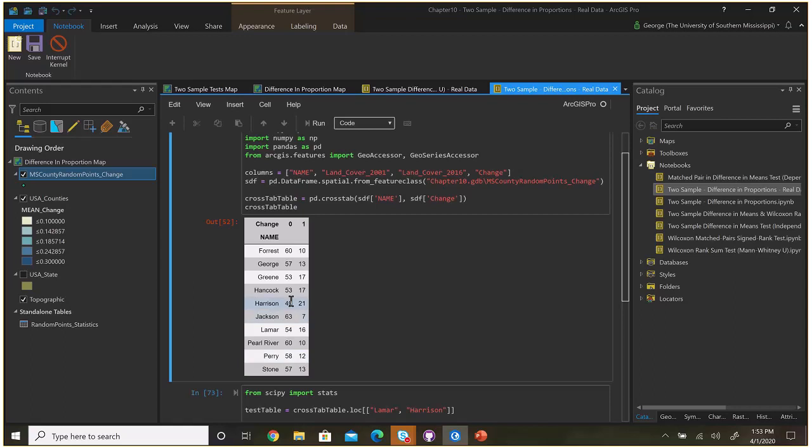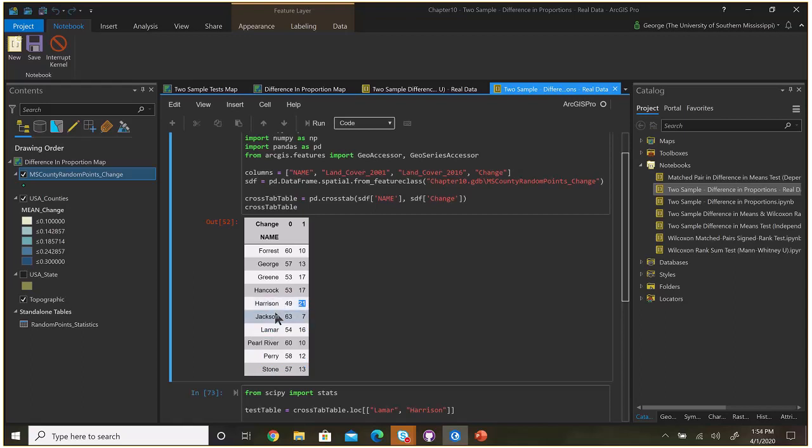You could see that most of us are either in Forrest or Lamar County if we're in Hattiesburg, or if we're on the coast, we're probably in Hancock, Harrison, and Jackson. For example, Jackson had 63 points where there was not any change, and 7 where there was change. Whereas Harrison had 49 no change and 21 changes. So that's a lot more.